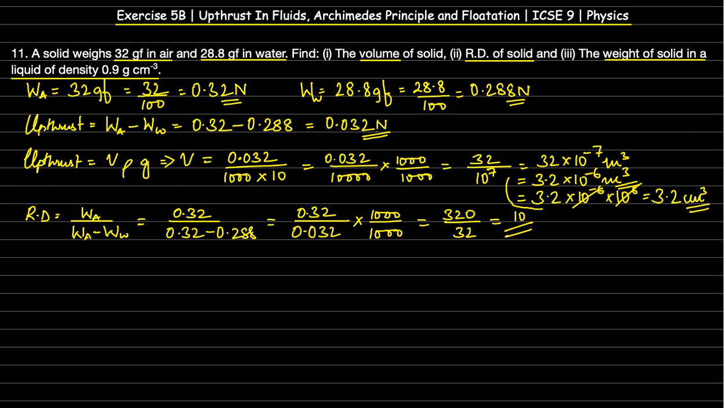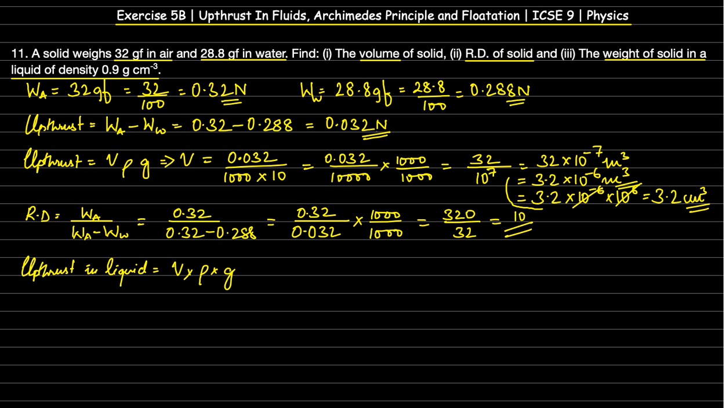Now we need to find the weight of the solid in a liquid of density 0.9 gram per centimeter cube. So here we know the weight in air, and we would need to find the upthrust in that particular liquid. So I would write upthrust in liquid. That would be equal to again V into rho into g.